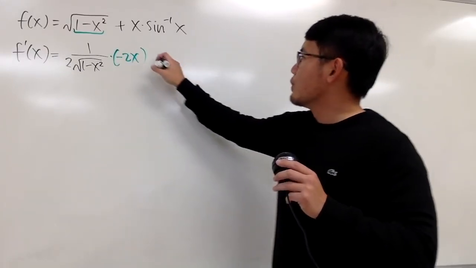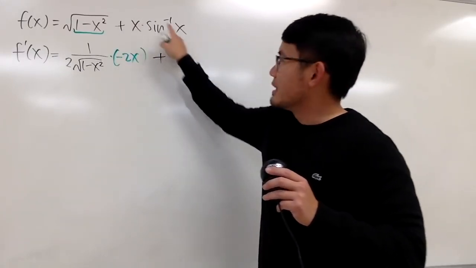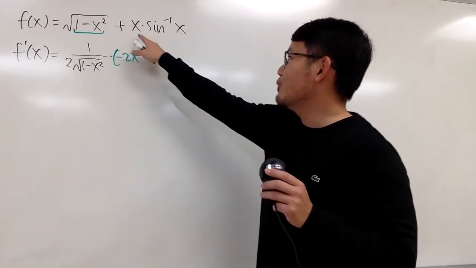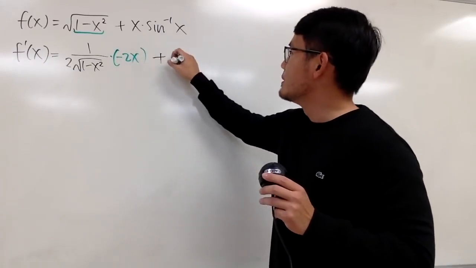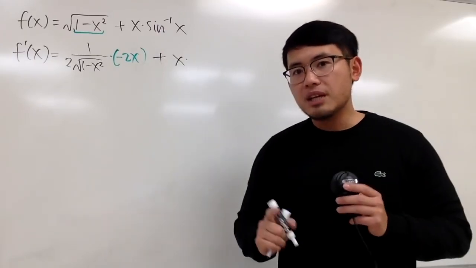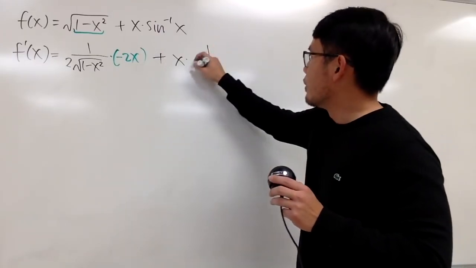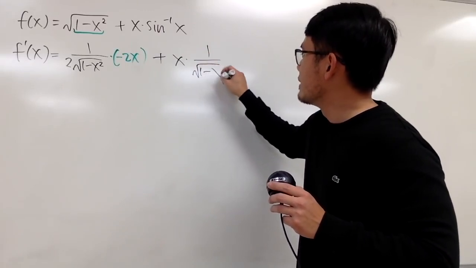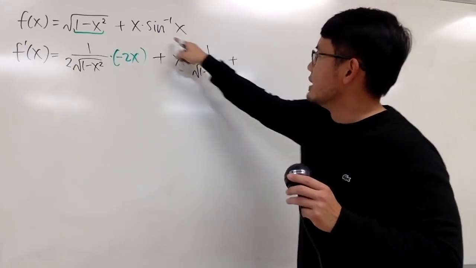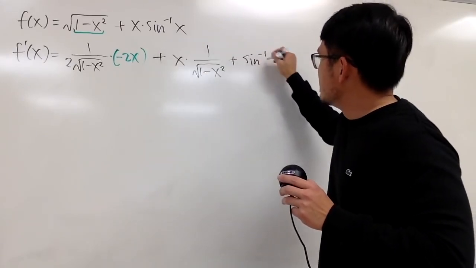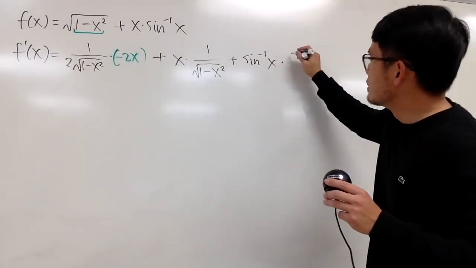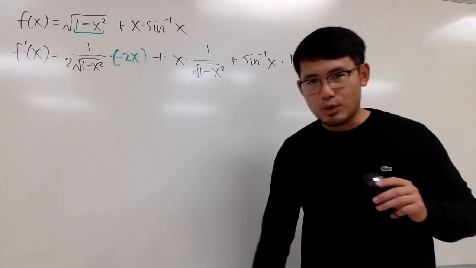Moving to the second one, we are going to add, but here we have to use the product rule. So to do that, we are going to keep the first function, which is x, and we multiply by the derivative of the second, and the derivative of inverse sine function is 1 over square root of 1 minus x squared. And then the product rule says we are going to add the second function, which is inverse sine of x, and then times the derivative of the first, which is going to be just a nice 1. So this is what we have.